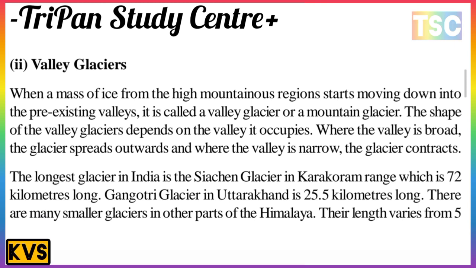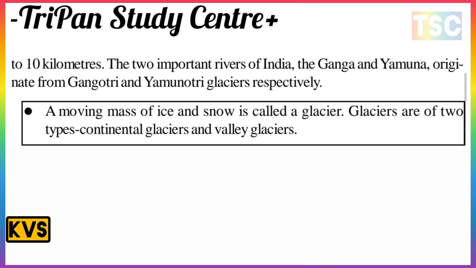The longest glacier in India is the Siachen Glacier. Siachen Glacier is in the Karakoram Range and is 72 kilometers long. The Gangotri Glacier in Uttarakhand is 25.5 kilometers long. There are many smaller glaciers in other parts of the Himalaya. Their length varies from 5 to 10 kilometers.